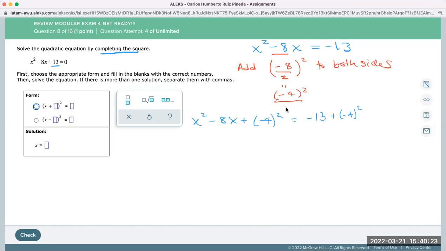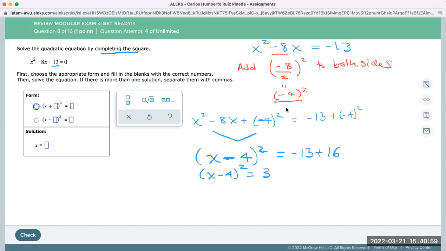So on the left side, this will become a binomial square, right? So this is why it was important to keep the negative sign so that it was easy to see that this was negative. And then on the right side we have negative 13 plus negative 4 squared, which is 16 positive. We simplify it and we get (x minus 4) squared equals 3.